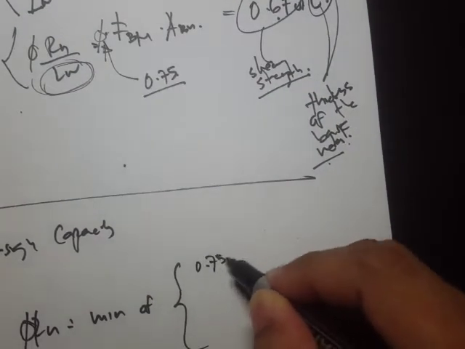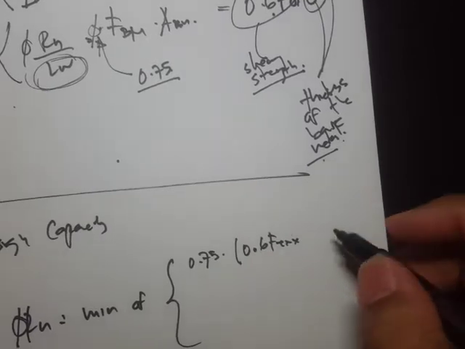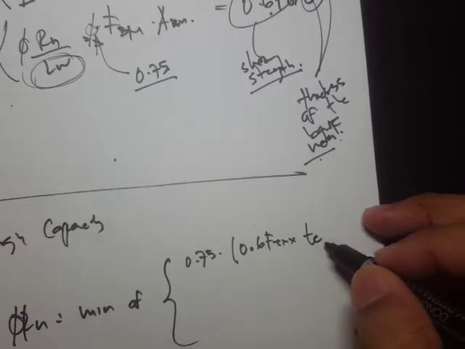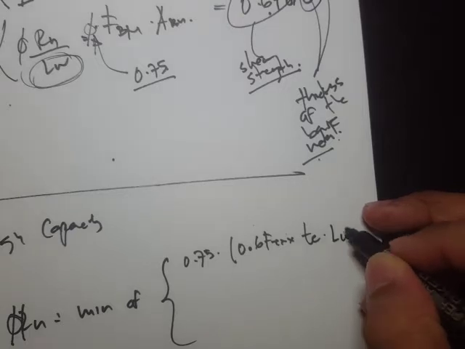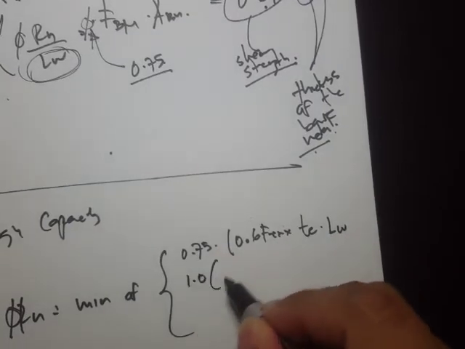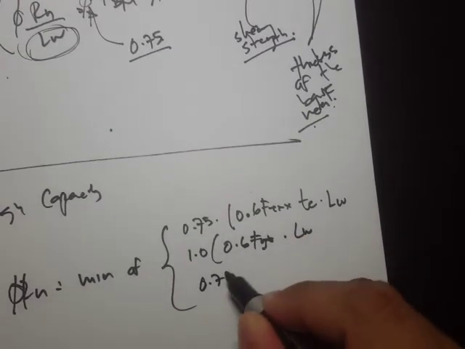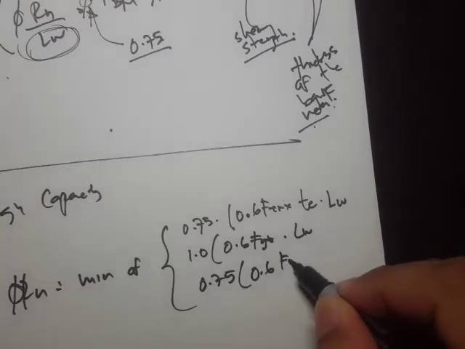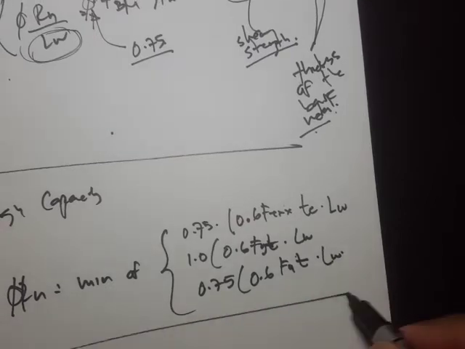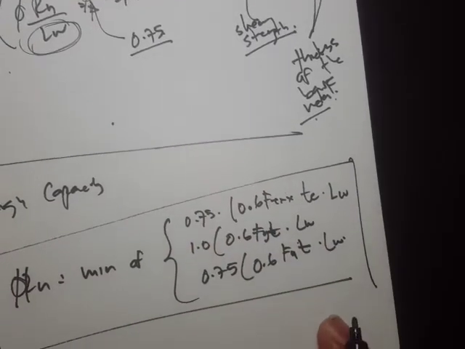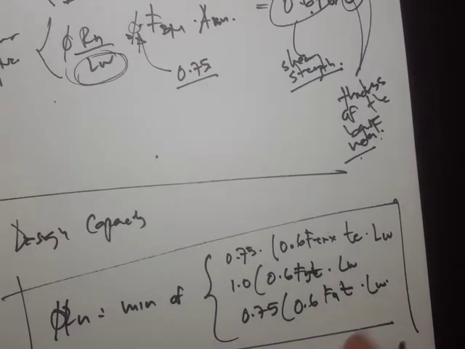Okay, so if you write it here, we have 0.6 FEXX times TE. That's the throat times the weld length, of course. And this one is 1.0 times 0.6 Fy times the weld length, and this one is 0.75 times 0.6 FU times the weld length. Okay, so whichever would be the minimum, that's going to govern the strength of the welded joint.